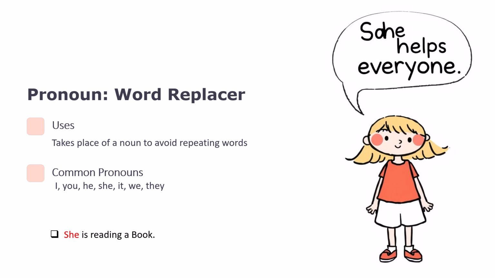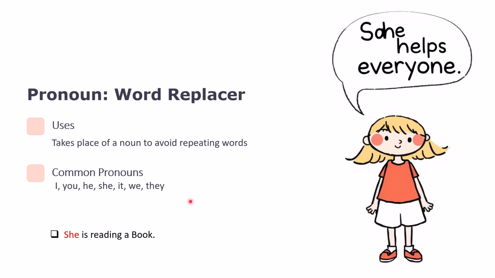Next type is pronoun. What is a pronoun? Simply we can call it a word replacer. A pronoun takes the place of a noun to avoid repeating words. I, you, he, she, it, we, they. These all are pronouns.